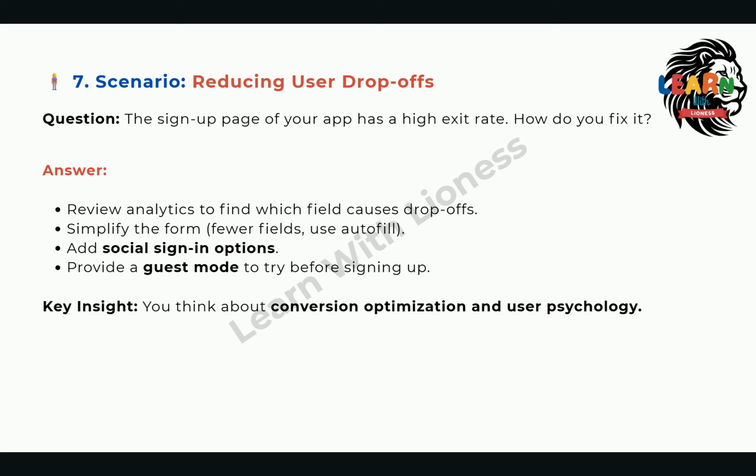Simplify the form, fewer fields, use autofill. Add social sign-in options. Provide a guest mode to try before signing up. Key insight: you think about conversion optimization and user psychology.